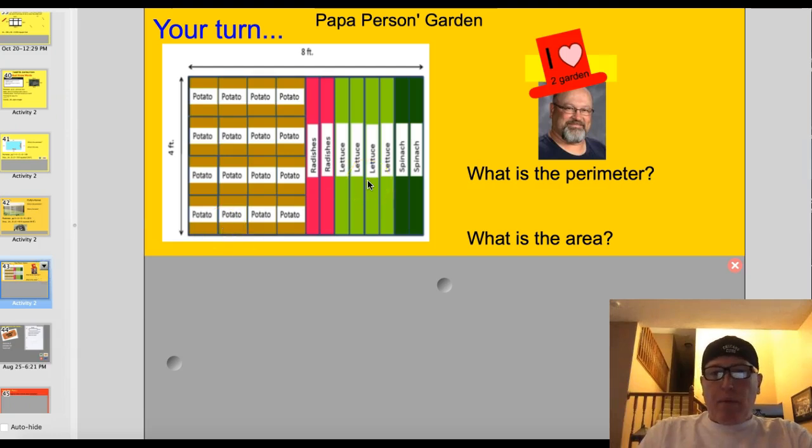How about old Papa Person's garden here? Go ahead and see if you can figure out what the area and the perimeter of this garden would be. He's even got it all laid out there for all his veggies.